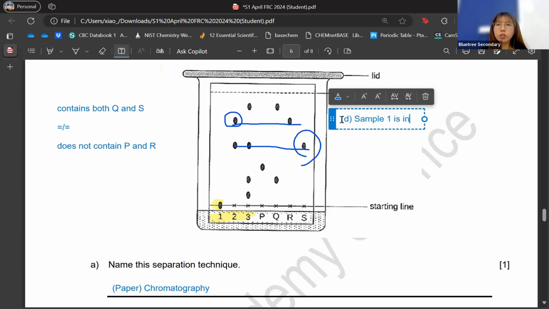I'll type out answer D over here. Sample 1 is insoluble in ethanol. Some students may write, sample 1 is insoluble in the solvent. Please do not write in the solvent. The reason is because the question has already told you that the solvent that I'm using is ethanol. So just be safe, be more specific, use the words and the concept given by the question.